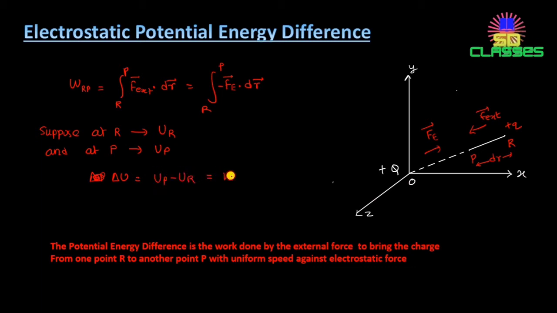So this is the work done to bring the charge from one place to another place. This is the definition we have here, right? The potential energy difference, that is delta U, is the work done by the external force to bring the charge from point R to another point P with uniform speed. That means we are going to bring this charge with uniform speed, that means without acceleration, against the electrostatic force.